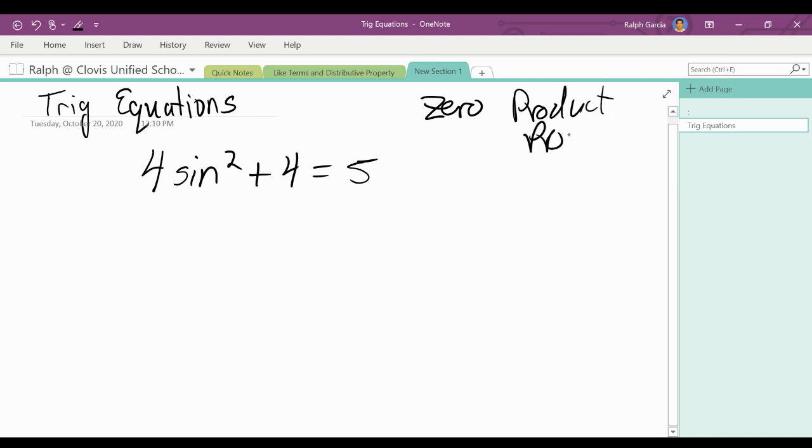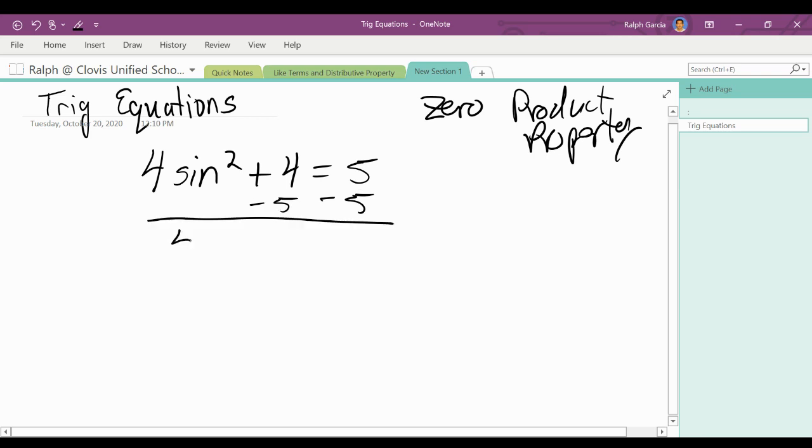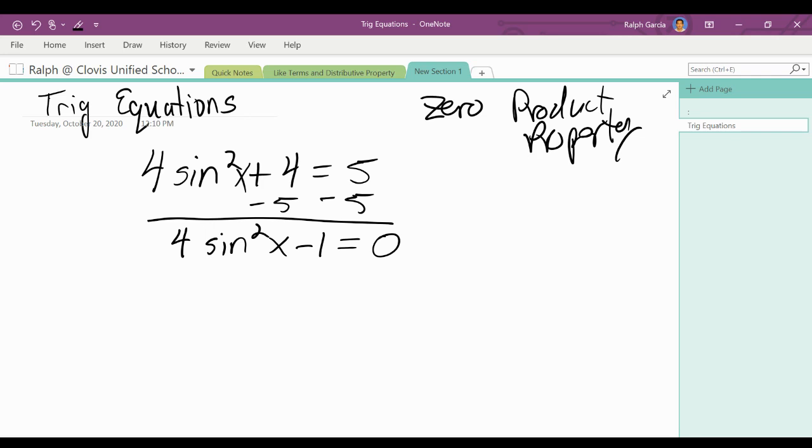Okay. So, if you remember, for this to work, we need to have it set equal to 0, and then we've got to factor it out. So, I'm going to subtract 5 from both sides and get this thing set equal to 0. So I get 4 sine squared, oops, forgot my x in there, sine squared x minus 1 equals 0.